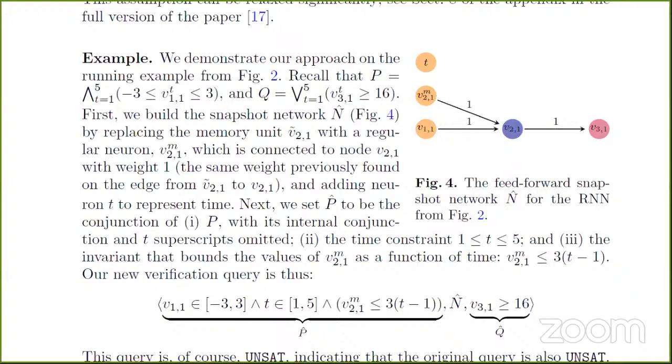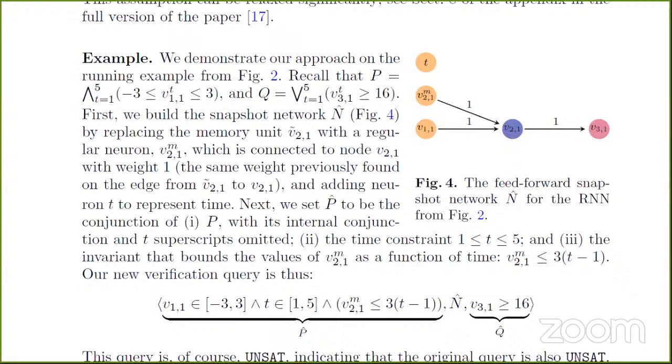P hat has three components, as you can see, three conjuncts in this expression. The first conjunct is the actual precondition that the input always lies between -3 and 3. The second part is a constraint on the time, that T lies between 1 and 5. And the third one is an invariant on the memory neuron that has been added, the regular neuron, which represents the memory part. So this one is a constraint on that one.